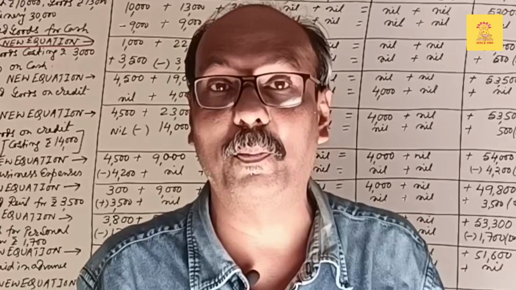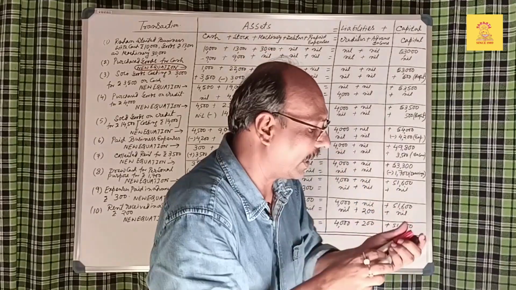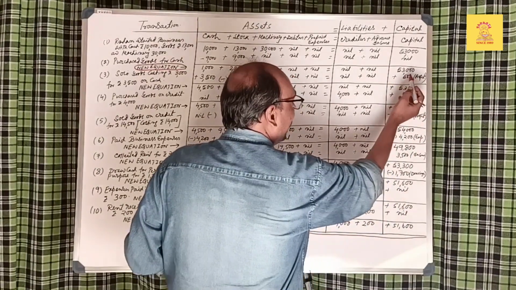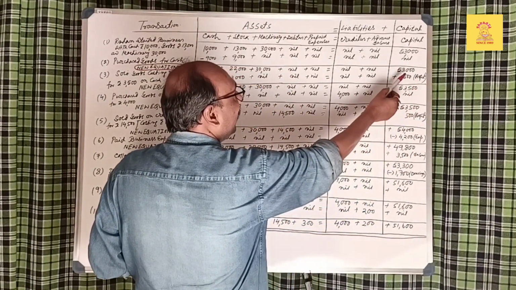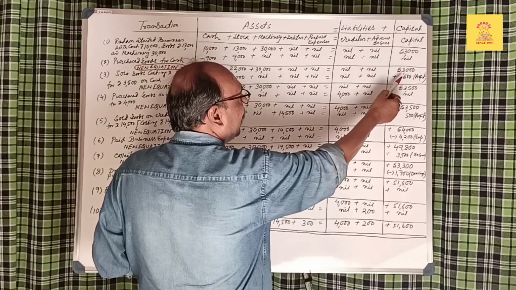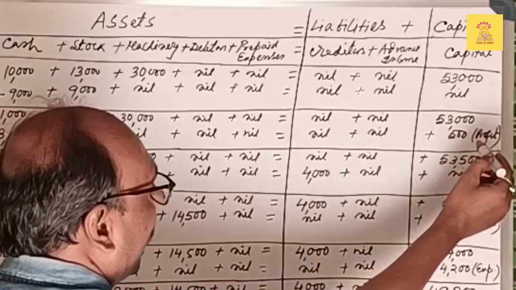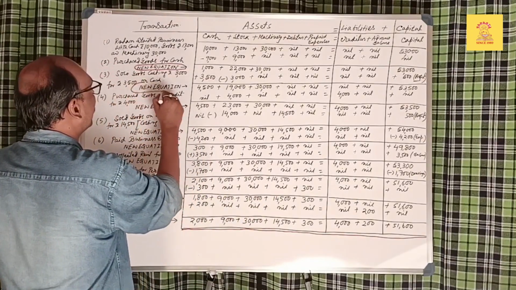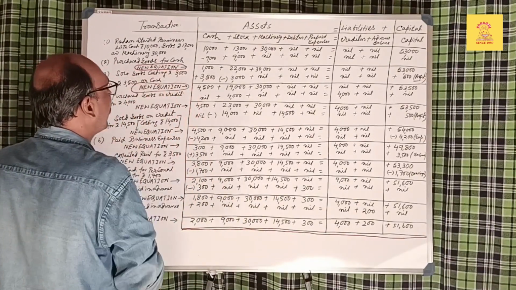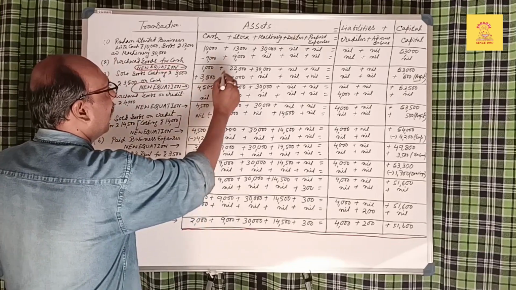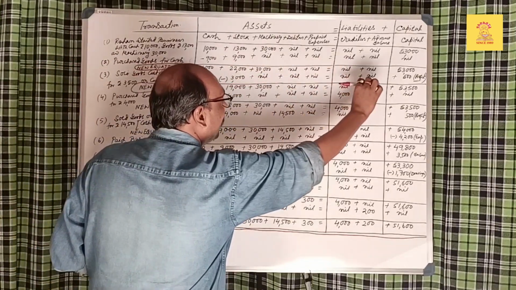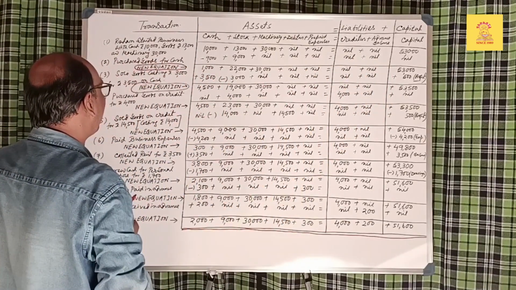And where to adjust your profit? Profit will reflect in your capital. So 500 rupees profit is reflected in your capital. Profit will definitely increase your capital. So that's why 500 profit is added here. So we will get the new equation, 4,500. If you add and subtract them, you will get the same results: assets is equal to your liabilities.